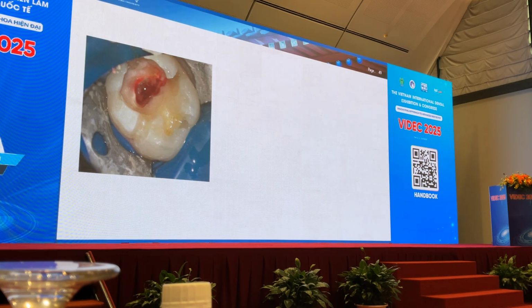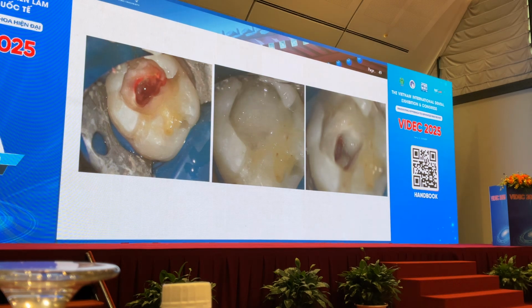Because it's a fully developed molar, we choose pulpotomy. Remove the pulp tissue to the root canal orifice and copious irrigation with sodium hypochlorite and hemostasis.